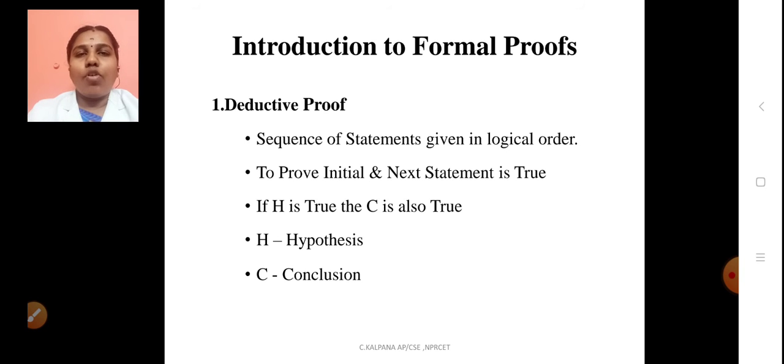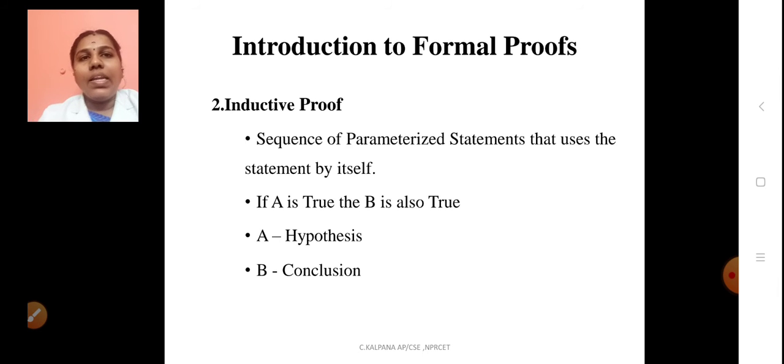On the left hand side you have to prove the statement is true, and the same thing you have to prove on the right hand side also. Here H is called the hypothesis, that is the initial statement, and C is called the conclusion, that is the final statement. So this is an example of deductive proof. An inductive proof has several parameterized statements that use the statement by itself. For example, if A is true, then B is also true. You have to prove both conditions, left hand side and right hand side, are true. That is inductive proof.